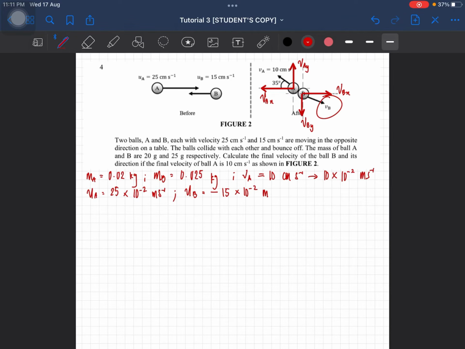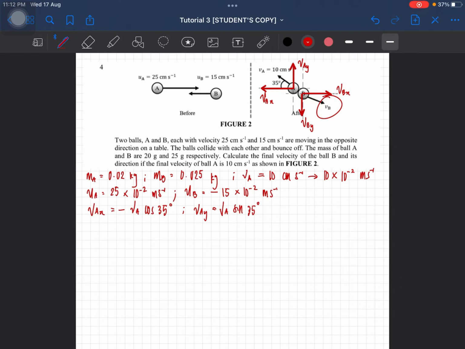sorry everybody. So we have VAX is equal to VA cos 35 degree. Sorry, I forgot the direction. Since it is pointing to the left, it should be negative. So negative VA cos 35 degree. Then VAY is equal to positive VA sine 35 degree.